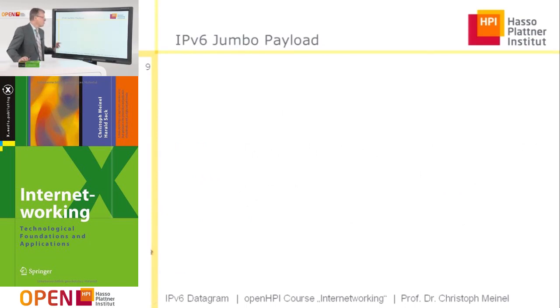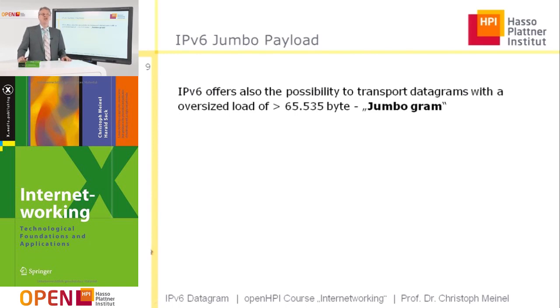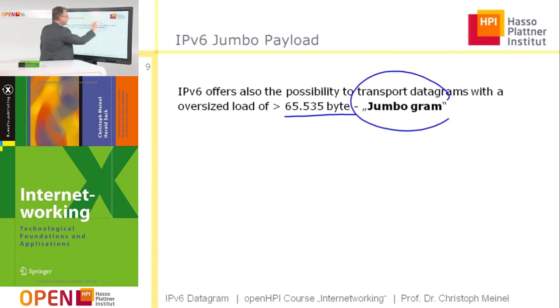Here is some more new functionality of IPv6, and it's the so-called jumbo payload. The idea behind it is that IPv6 offers the possibility to transport datagrams with an oversized load of more than 65,000 bytes. You remember this was the maximal size. The idea to allow such oversized datagrams comes from the experience that in IPv6 networks, video data are an important type of data that need to be transported, and such video and audio data are very large. So the IPv6 designers came up with a concept of jumbogram.